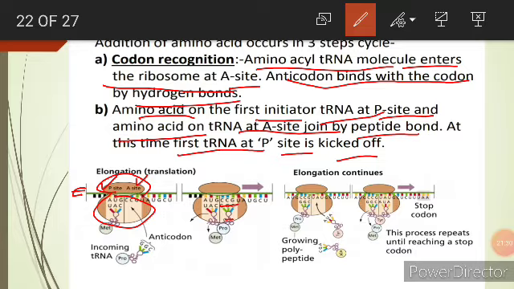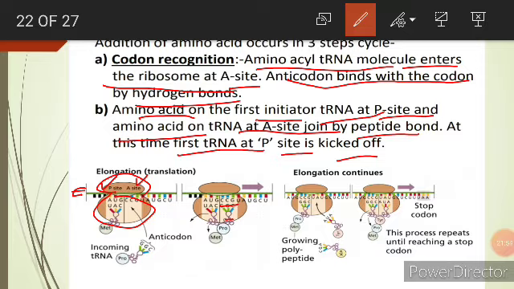Now what is going to happen? The codon and anticodon at the A site will form a complementary pair with each other. And now the amino acid AA1, the first amino acid, and the second amino acid will react with each other.